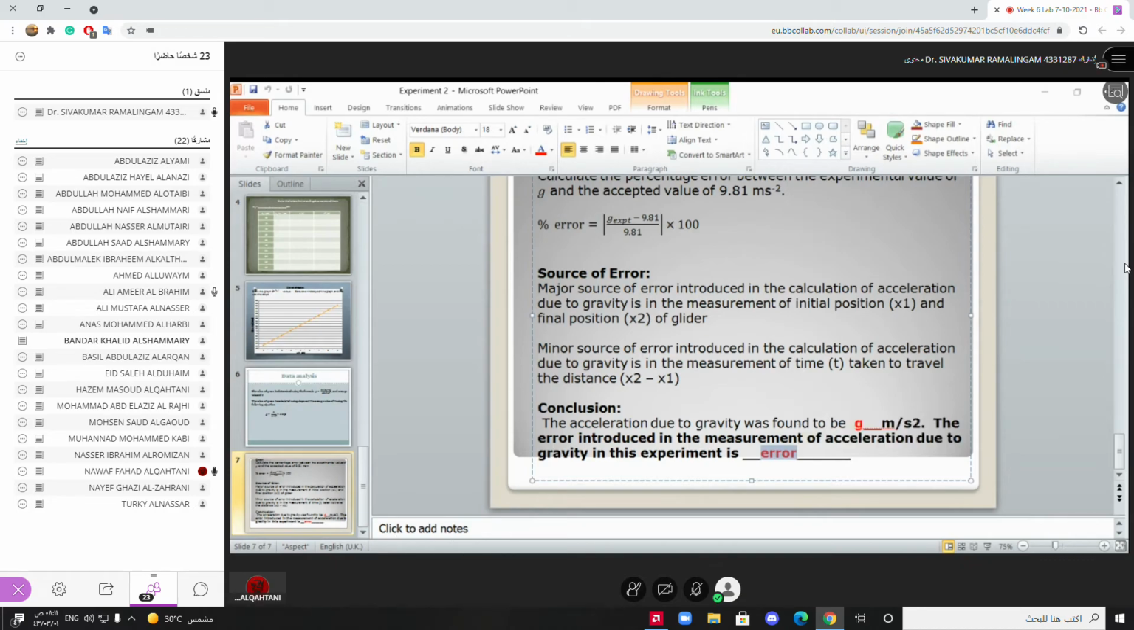Doctor, why are x1 and x2 the major source of error? You are measuring x1 and x2 manually, right? Instead of taking the correct value, you may take 0.1 or 0.2 less or more. There is a higher probability of introducing error there. One student will measure perfectly, another student will not make the same perfect measurement.